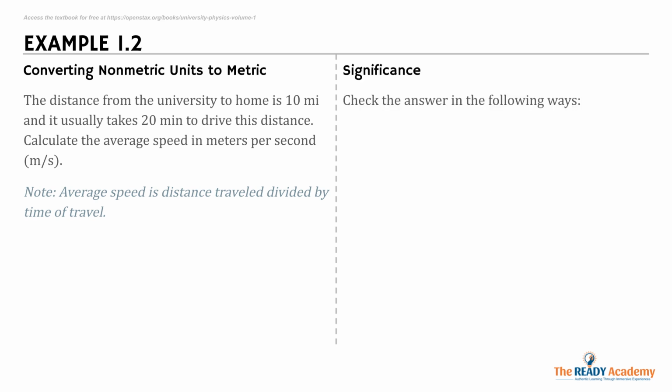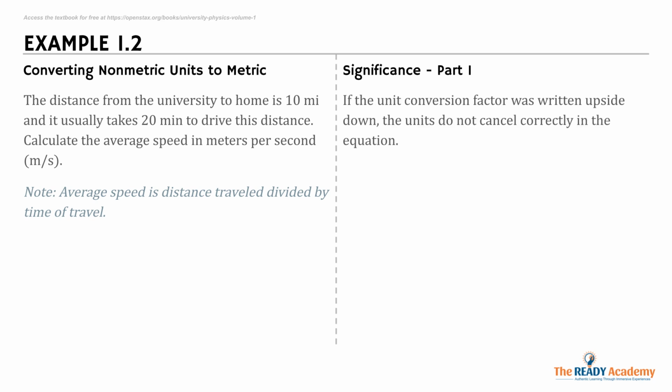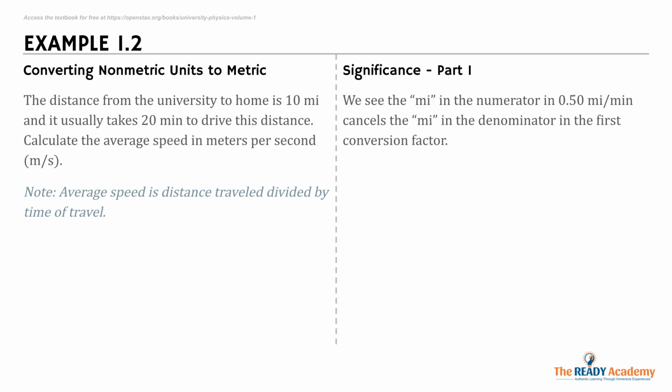Significance. Check the answer in the following ways. Part 1. Be sure the units in the unit conversion cancel correctly. If the unit conversion factor was written upside down, the units do not cancel correctly in the equation. We see the miles in the numerator in 0.50 miles per minute cancels the mile in the denominator in the first conversion factor. Also, the minute in the denominator in 0.50 miles per minute cancels the minute in the numerator in the second conversion factor.